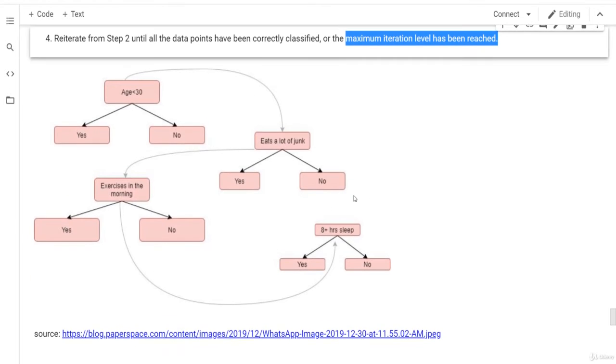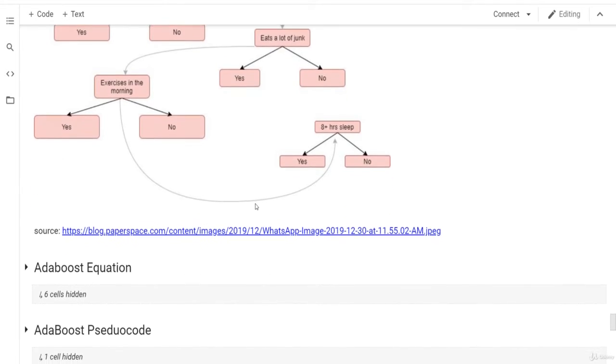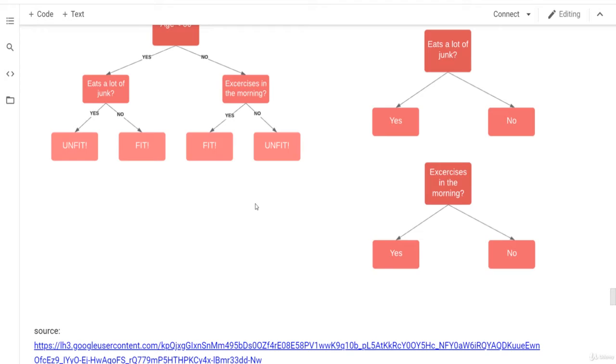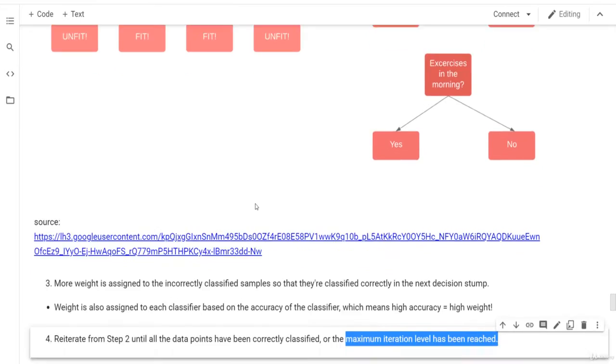And let's say, for example, we have a 4th variable for 8+ hours of sleep or not, right? So this is how we are going to build the decision tree, or build the AdaBoost algorithm based on decision stumps. Okay, so this is basically how the algorithm of AdaBoost works.